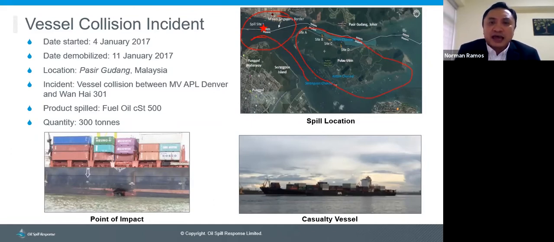So what happened was, after the collision, the spill traveled and crossed the boundary towards Singapore. The photo here shows the point of impact of the collision, and this is, again, the casualty vessel. So again, this happened in Malaysia, but the spill went to Singapore. Two countries were affected by the spill, Malaysia and Singapore. As you know, an oil spill doesn't need a passport to move from boundary to boundary or country to country, as we always say.